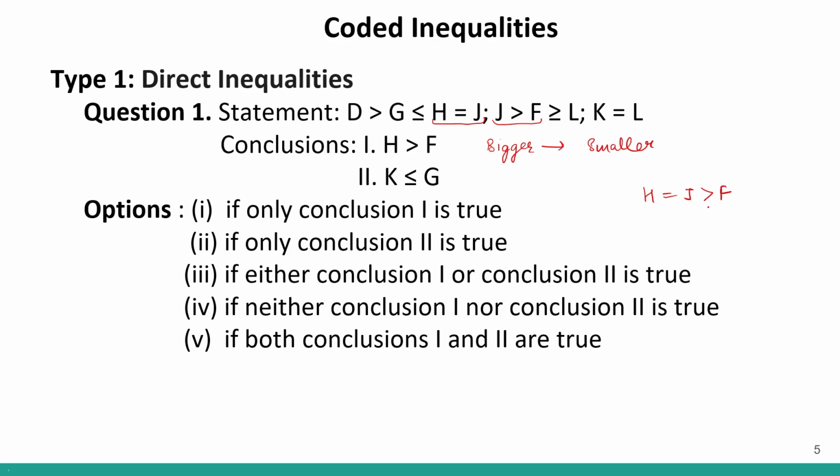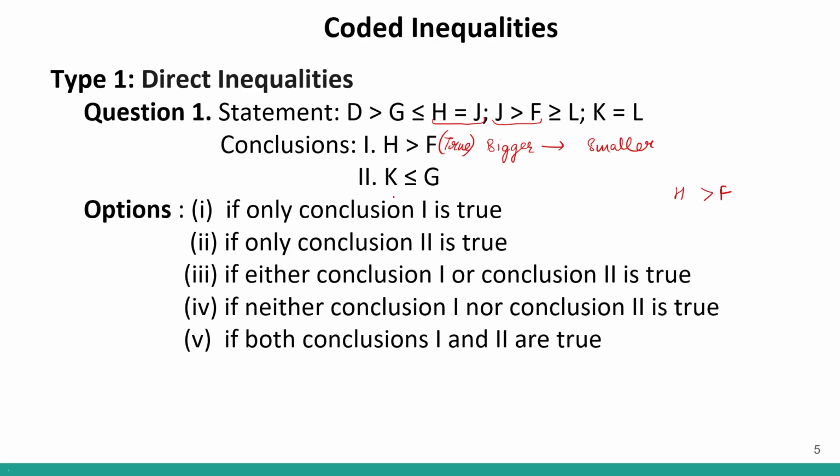So I can write the relationship like this, correct? And if H is equal to J, if I remove this, I can say that H is greater than F, because it is equal to J and J was greater than F. So I can write it like this, correct? So I can say this conclusion is true.